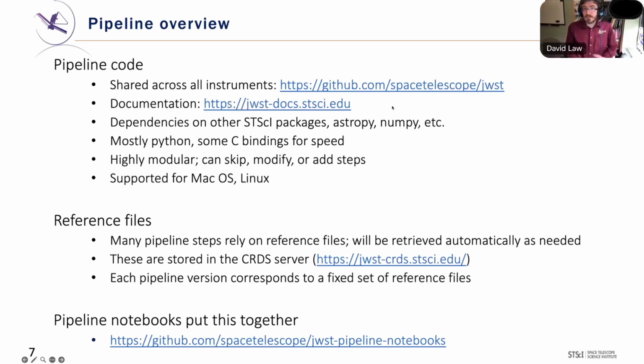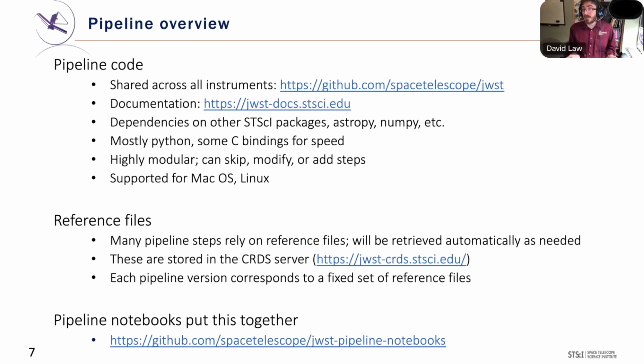There's some dependencies we have on various other packages as well. It's developed in an almost entirely Python-type environment. So there's the JWST Python package, and it depends on a variety of other packages that are produced and managed by Space Telescope as well. Some of those include things like the Drizzle package, and also broader astronomy community things such as AstroPy, NumPy, SciPy, and various other common packages. As I said, it's mostly Python, but it does have some C bindings we've implemented in there for speed.